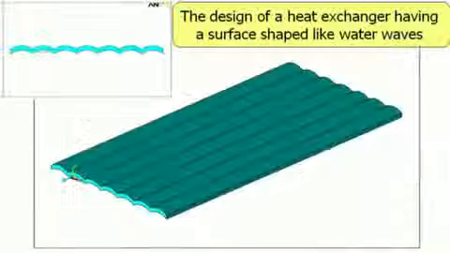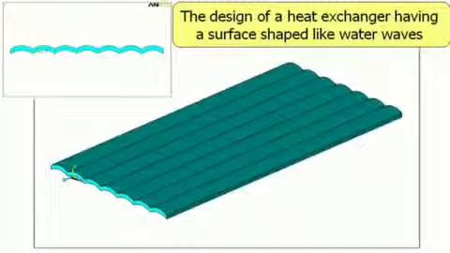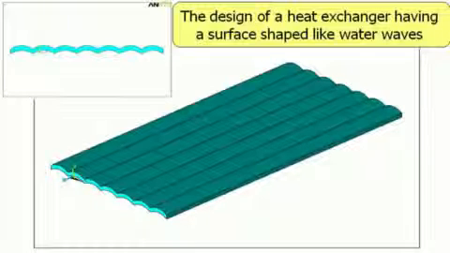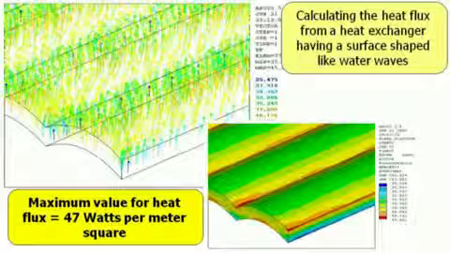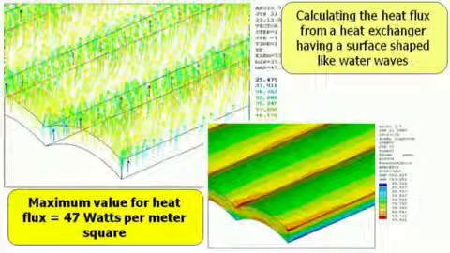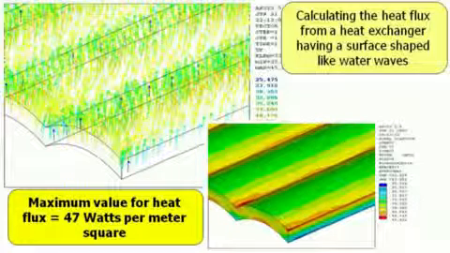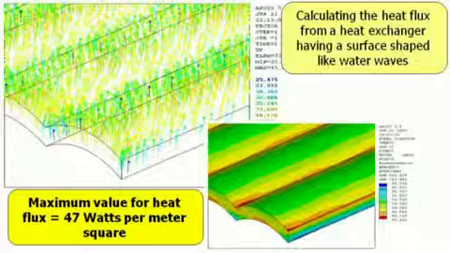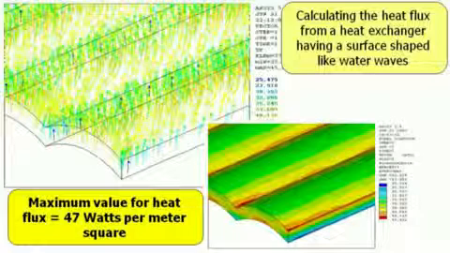The second model I did has the same boundary conditions as the first surface, but I changed the geometry of the surface to be wavy, like that of water waves, like the surface of water in the oceans and the sea. Under the same conditions as the previous surface, the computer calculated that the maximum heat flux generated from the surface is 47 watts per meter square.